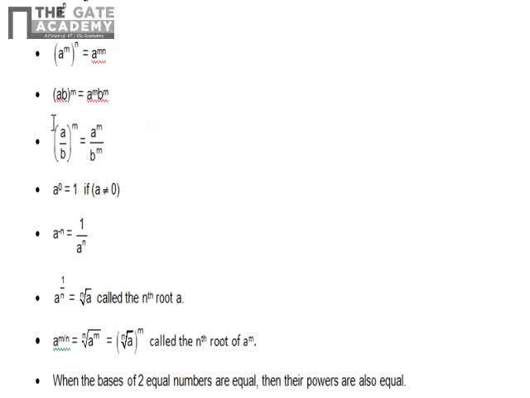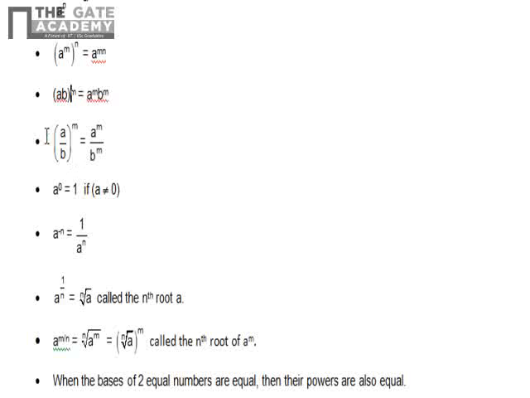Now you can also use this formula. If there are two numbers a and b, then (a into b) raised to m, you can always write as a raised to m into b raised to m. For example, suppose there is a number called 63 raised to 2, then you can easily say it's 9 raised to 2 into 7 raised to 2, because 9 times 7 is 63.